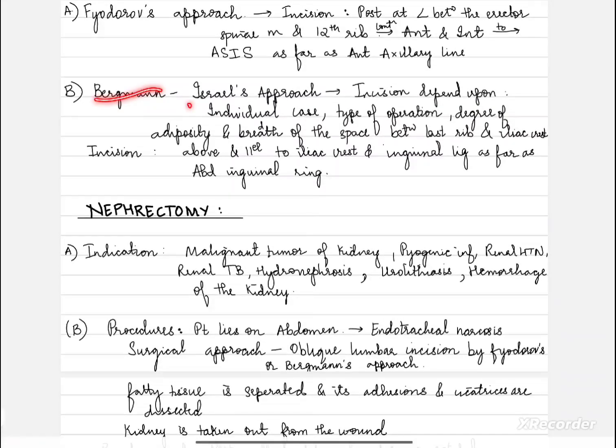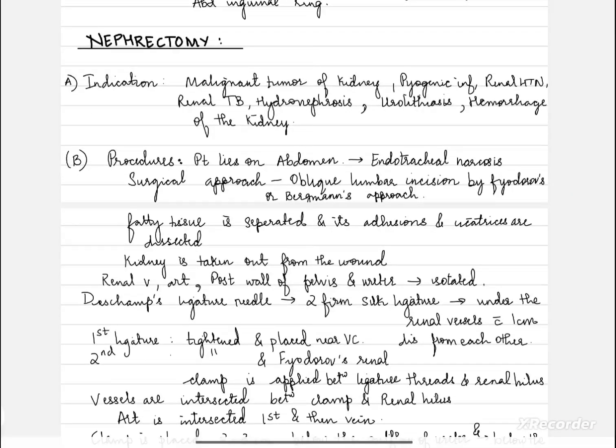In Bergmann-Israel's approach, the incision depends upon the individual case, type of operation, degree of adiposity, and breadth of space between the last rib and iliac crest, above and parallel to the iliac crest and inguinal ligament as far as the abdominal inguinal ring. Next is the nephrectomy. This is done for malignant tumor of the kidney, pyogenic infection, renal hypertension, renal tuberculosis, hydronephrosis, urolithiasis, hemorrhages of the kidney.